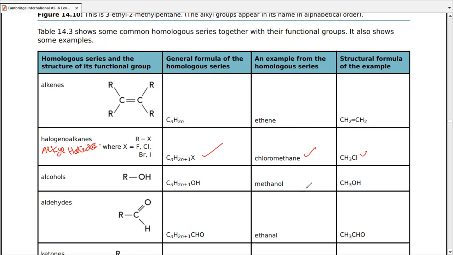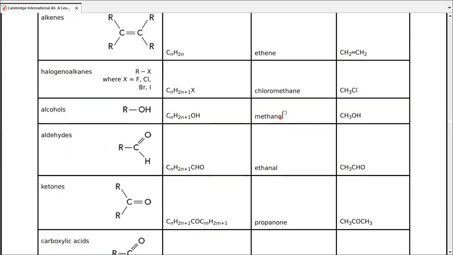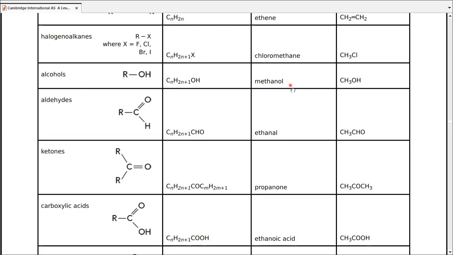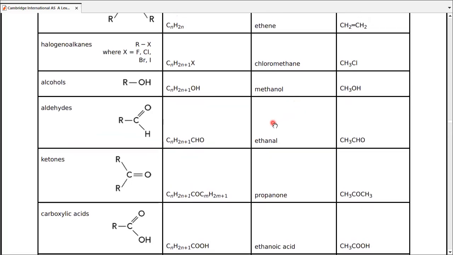Now, CH3Cl. Alcohols, ROH, the same pattern, but instead of X, we have OH over here. Methanol, CH3OH. I'm going to discuss the naming for this one. Now, these were all that you were already familiar with. Let's talk about something that you're not familiar with, aldehydes and ketones.